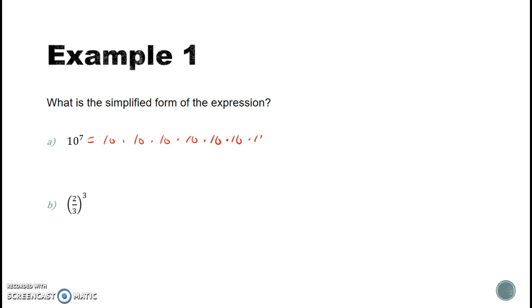6 and 7. And so then we evaluate. So 10 times itself 7 times. 3, 4, 5, 6, 7. All right, that is 10 million. And you can type that into the calculator.